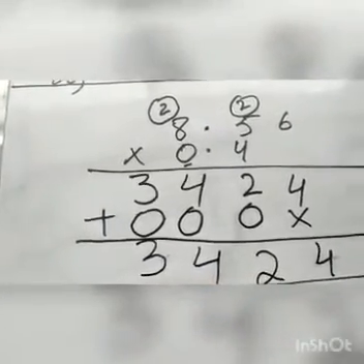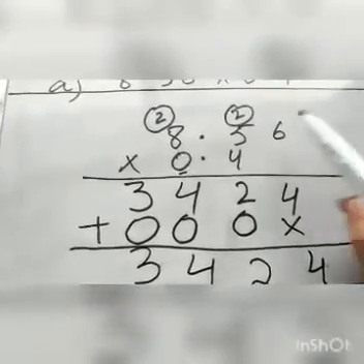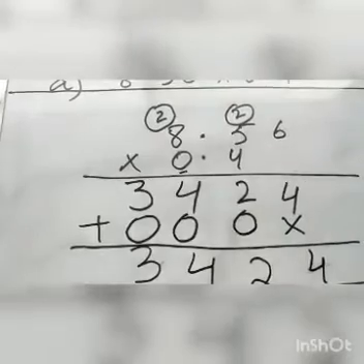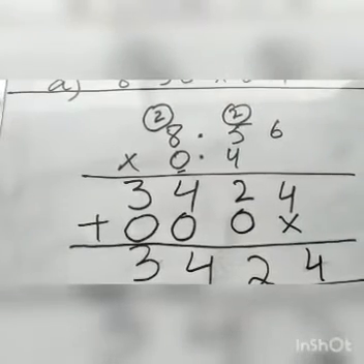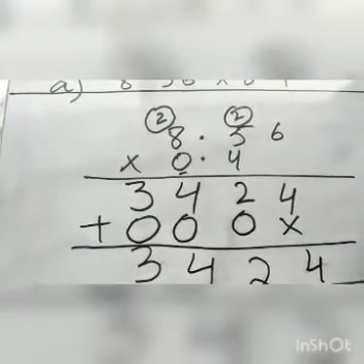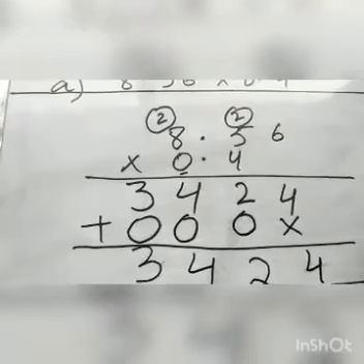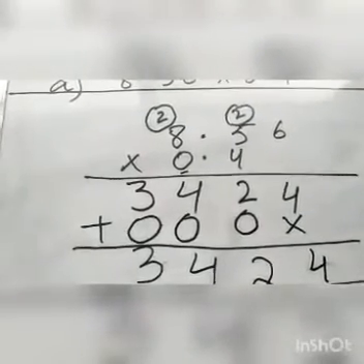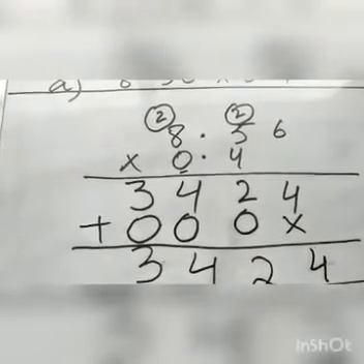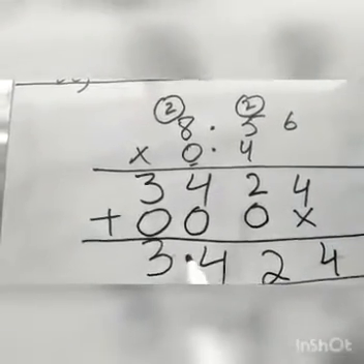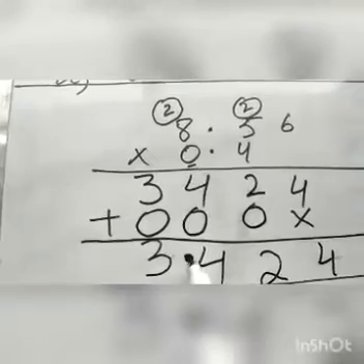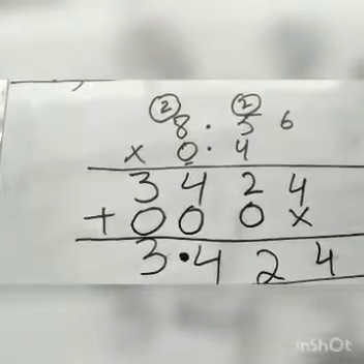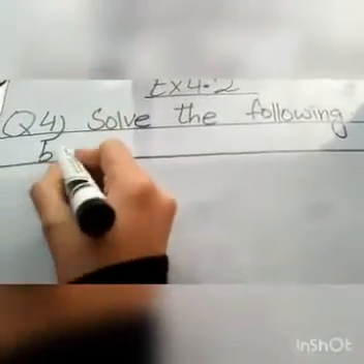Now we need to put the decimal point. 1 2 3. Okay, 3 digits behind or right of the decimal. That means our answer needs to have the same thing, 3 digits behind the decimal. So we have 3 1 2 3. Okay, we can put our decimal point. The answer is 3.424. Now part B.